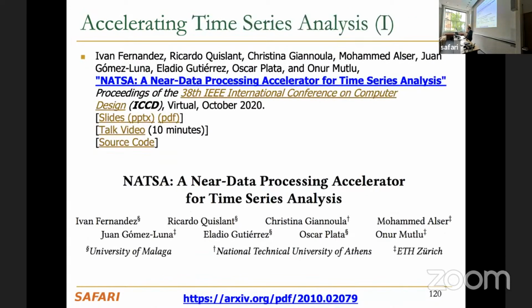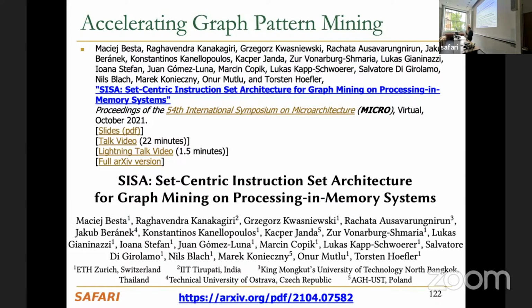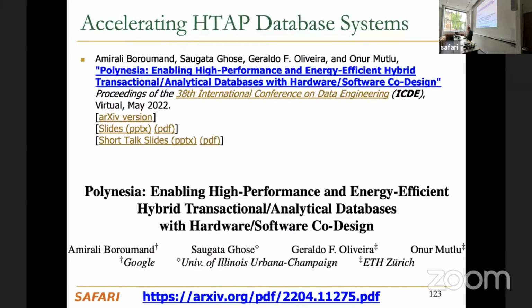Time series analysis is actually a very important application, I think, and there's work that we've done in this area that you can take a look at. And we've already talked about graph pattern mining a little bit. Databases are actually applications that were used in the early 70s to also say, oh, okay, we should really do processing near data because these databases are doing a lot of operations that are data intensive. And more recently, people have been developing hybrid transactional analytical databases.